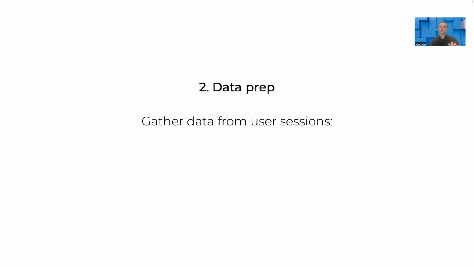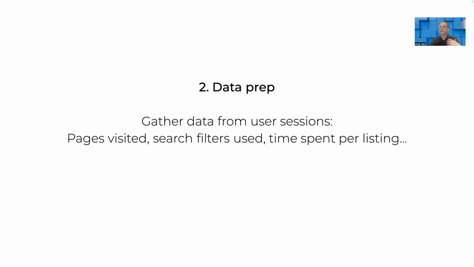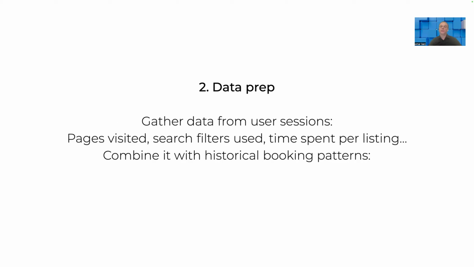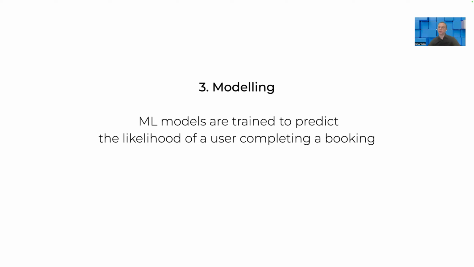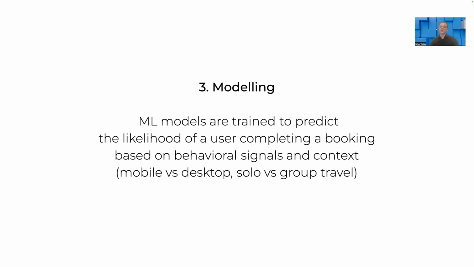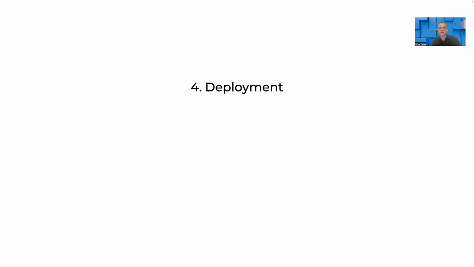So here, what we're going to do is to gather data from user sessions. These are pages visited, search filters used, time spent per listing, and combine it with historical booking patterns, things like seasonality, location, and pricing data. Third, we're going to do the modeling. And here we have ML models that are trained to predict the likelihood of a user completing a booking based on behavioral signals and context. Things like mobile versus desktop users, solo versus group travelers.